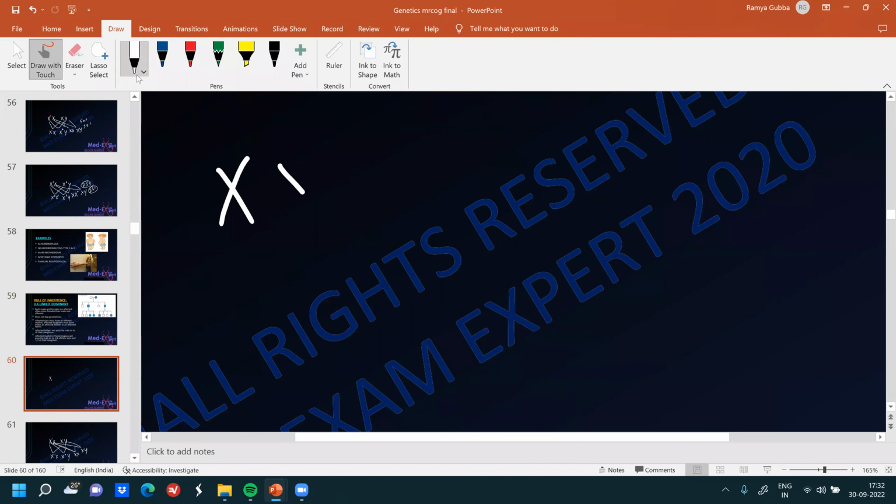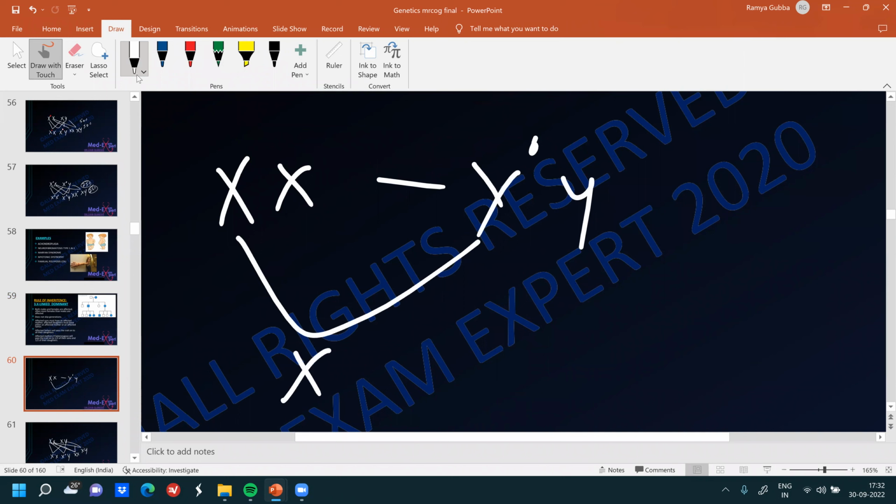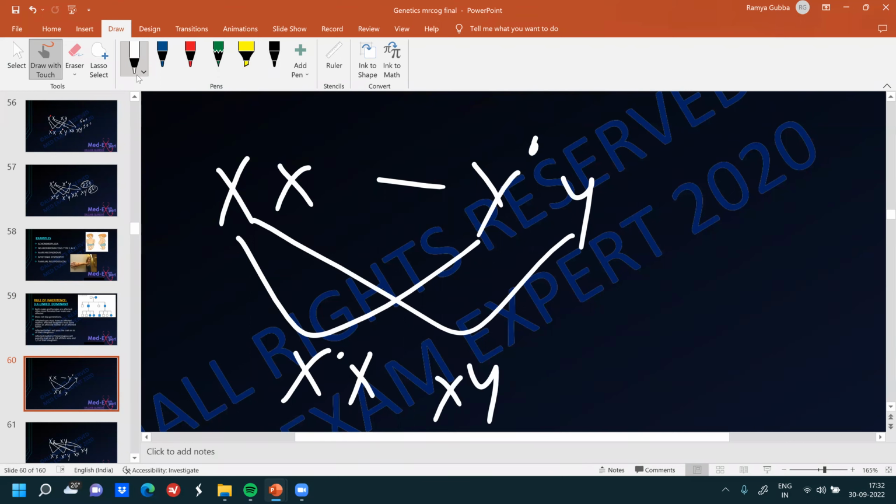See, now let us take mother is unaffected and father is affected. Right? So then what is happening? Daughter will get the disease. Son is spared.